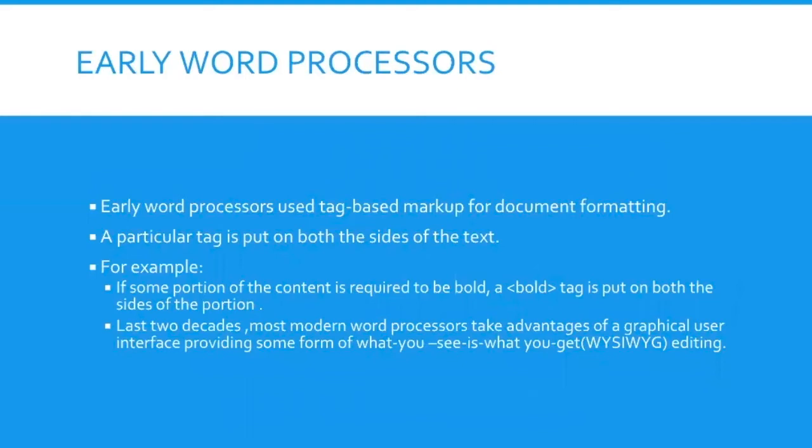Early word processors. Early word processors use tag-based markup for document formatting. A particular tag is put on both sides of the text. For example, if some portion of the content is required to be bold, a bold tag is put on both sides of the portion. In the last 2 decades, most modern word processors take advantage of a graphical user interface, provided some form of what you see is what you get editing.